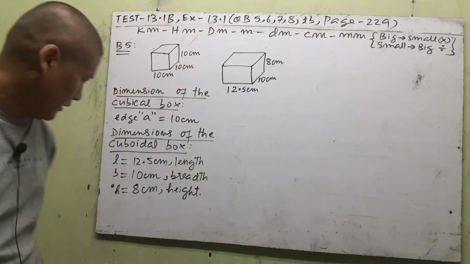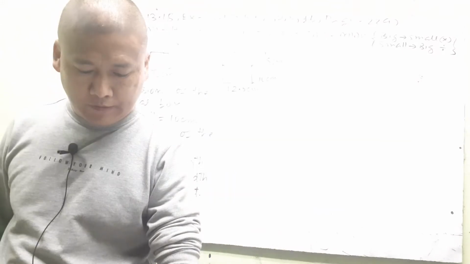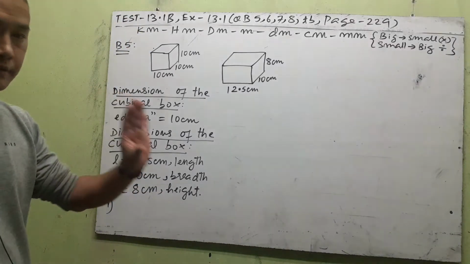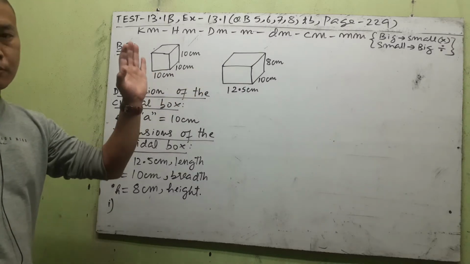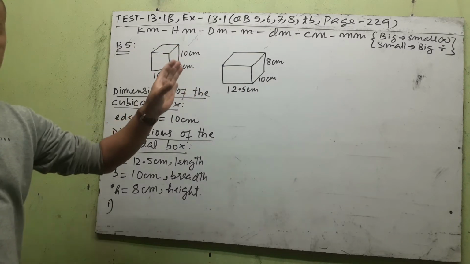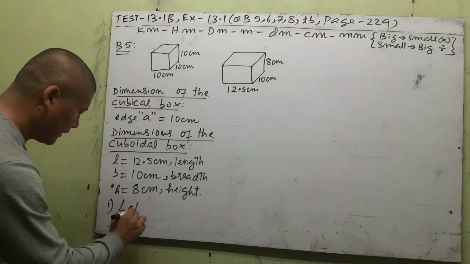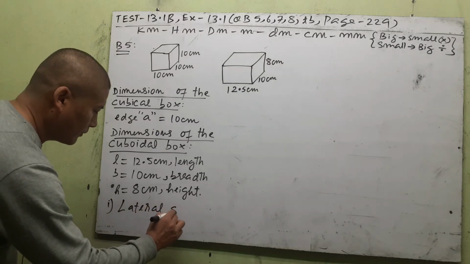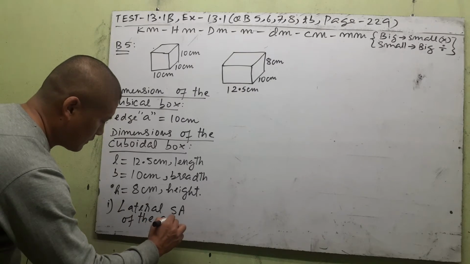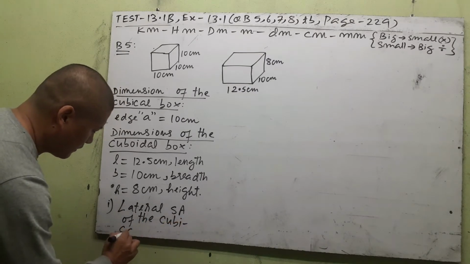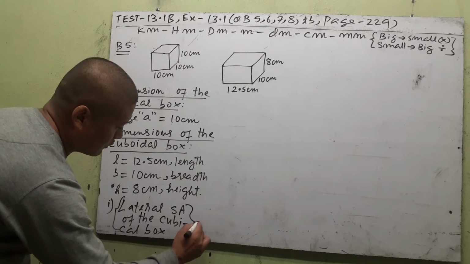Number one question, let us answer this. Number one, which box has greater lateral surface area and by how much? So we have to find the lateral surface area separately first, because we don't know which of these two boxes has greater lateral surface area. So let us find out the lateral surface area of the cubical box.